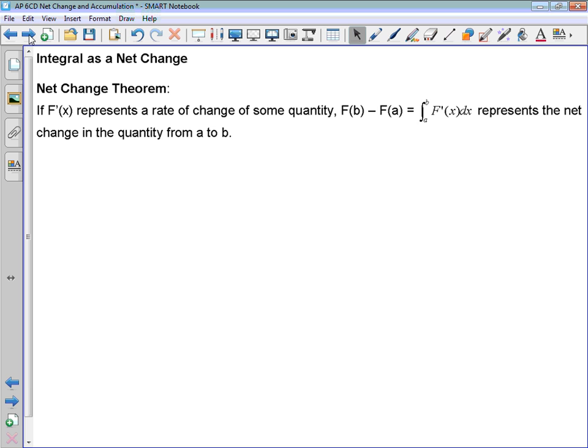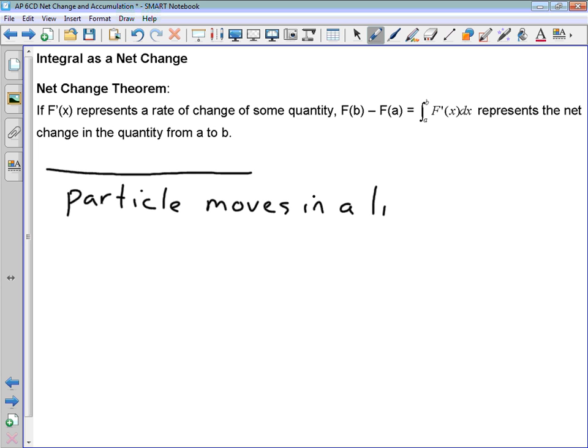So let's look at an example of a specific kind of function that this would apply to. So let's say we've got some sort of particle moving in a straight line, and we've got a position function.